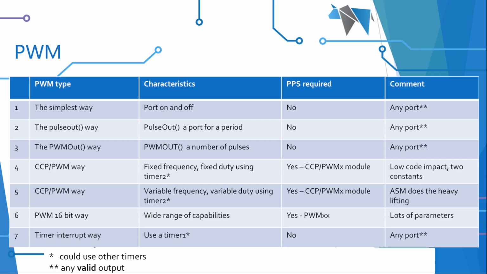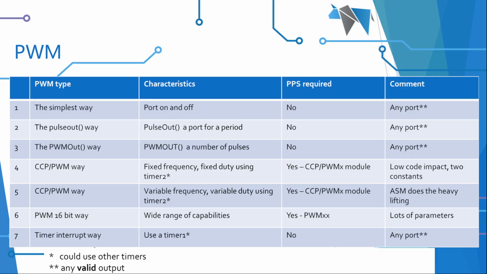With the previous 3, you're going to have some CPU loading. I'm going to show you number 5, which is essentially the same as number 4, but using variable frequency, variable duty, using a timer. It requires PPS, and the assembly does all the heavy lifting for you. You pass it a couple of parameters, and the heavy lifting is done for you.